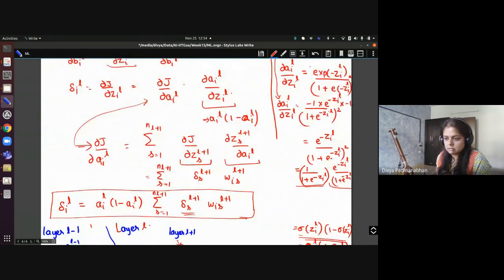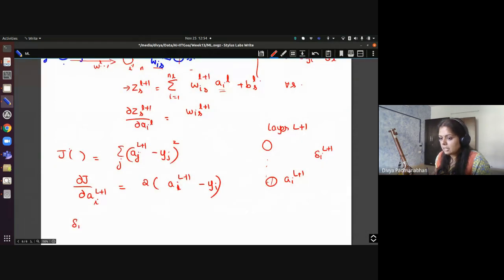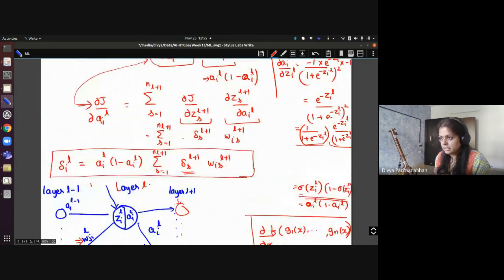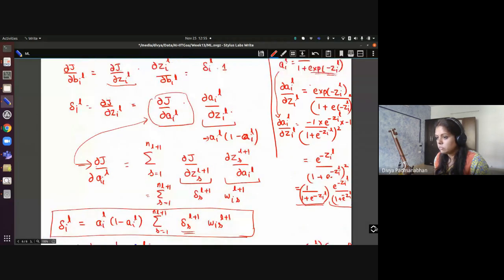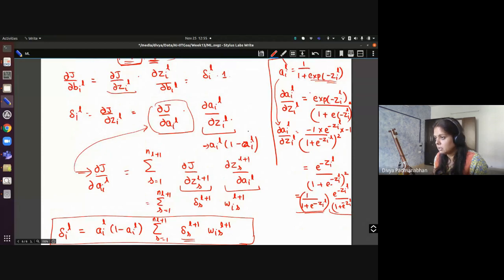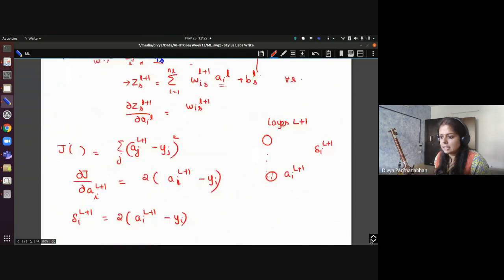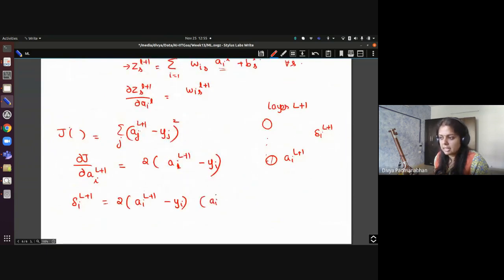And when you plug this in, what changes is this part, and this all remains the same. So when you take delta_i of L plus 1, one part is this: you're going to get 2 times (A_i^{L+1} minus Y_i) times this quantity, ∂A_i^L by ∂Z_i^L. That was A_i^L times (1 minus A_i^L). So this is A_i^{L+1} times (1 minus A_i^{L+1}). So that's the only change.